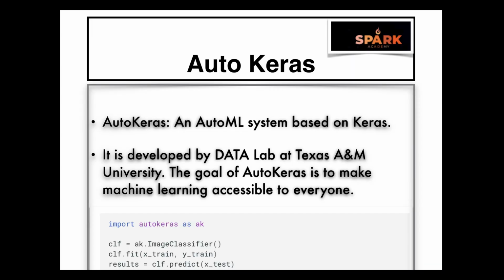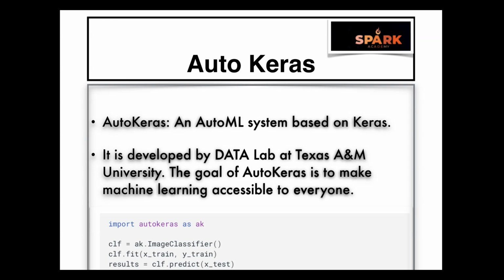In this lecture, we will be understanding the background about AutoKeras. AutoKeras is an AutoML system based on Keras. It is developed by a data lab at Texas University. The goal of AutoKeras is to make machine learning accessible to everyone.